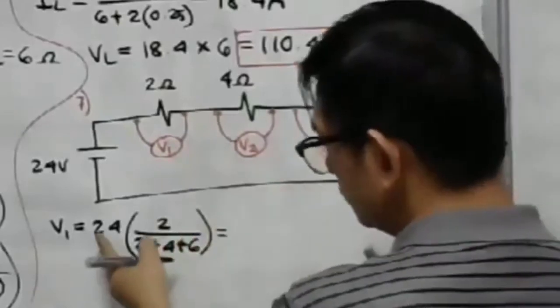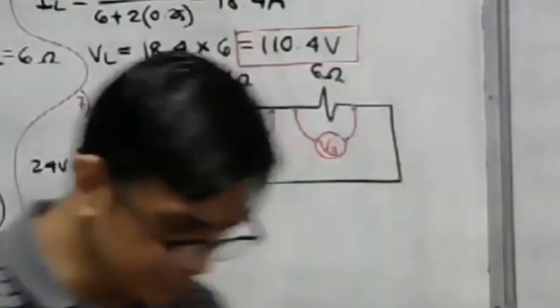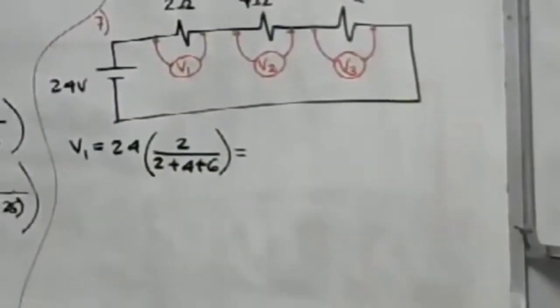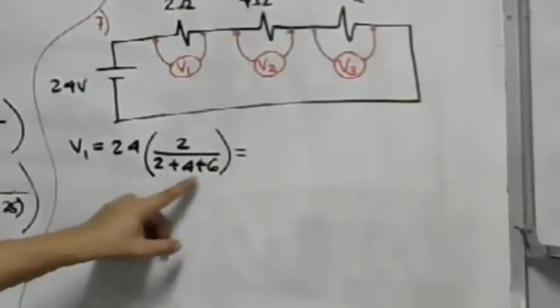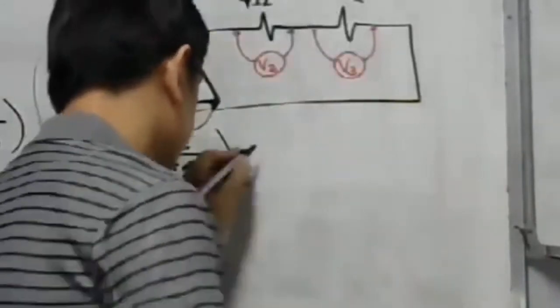So we just have to calculate this. So what is the value? 24 times 2 divided by, this will become 12, right? So the answer is 4 volts.